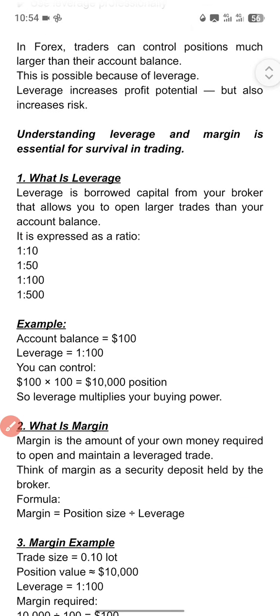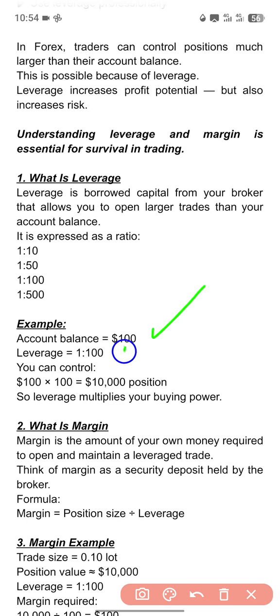Now, these are some examples of account balance and leverage usage. If you have a $100 account and you are using 1:100 leverage, you can control a position size of up to a maximum of $10,000. So leverage multiplies your buying power. If you have $100 in your account, you can buy currency units up to a maximum of $10,000. If this leverage was increased to 1:1,000, that would be $100,000 buying power.